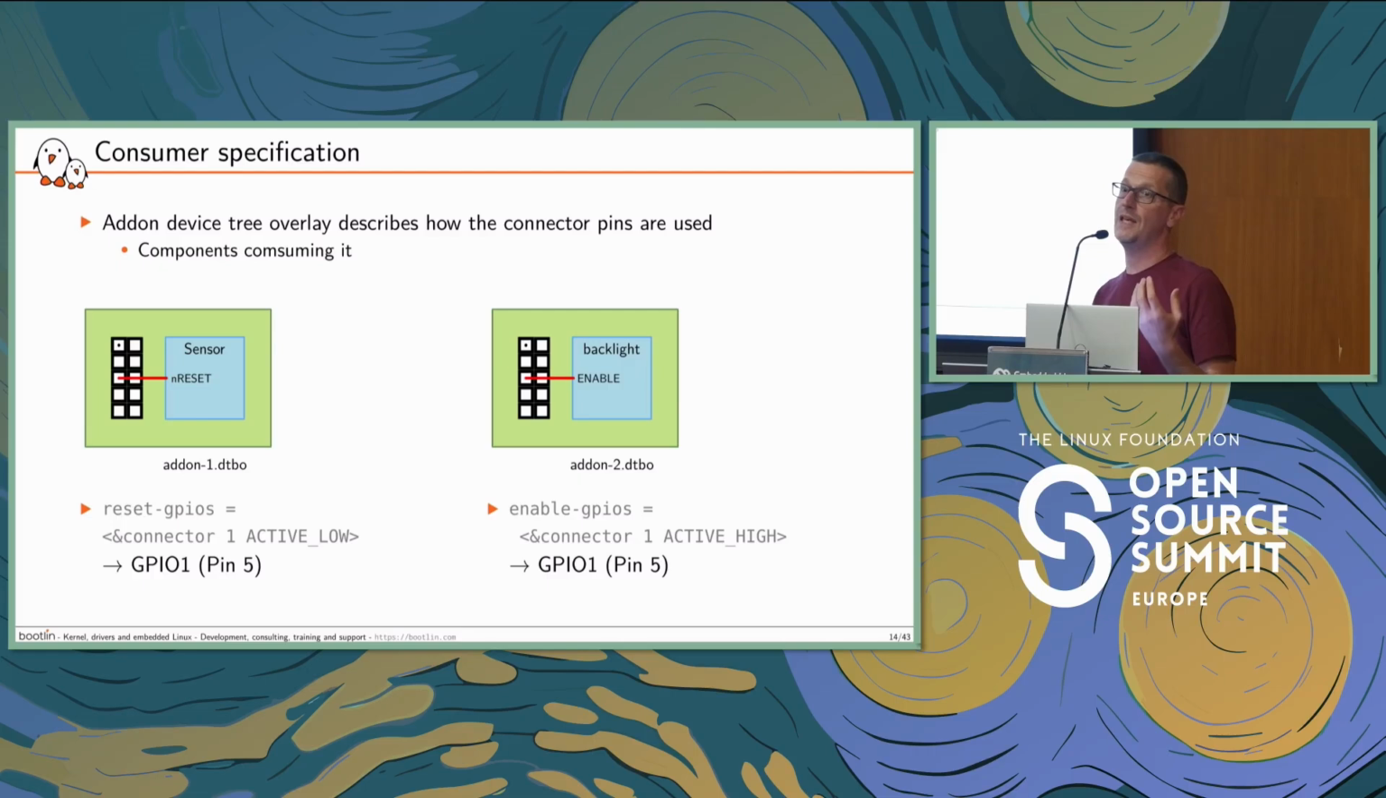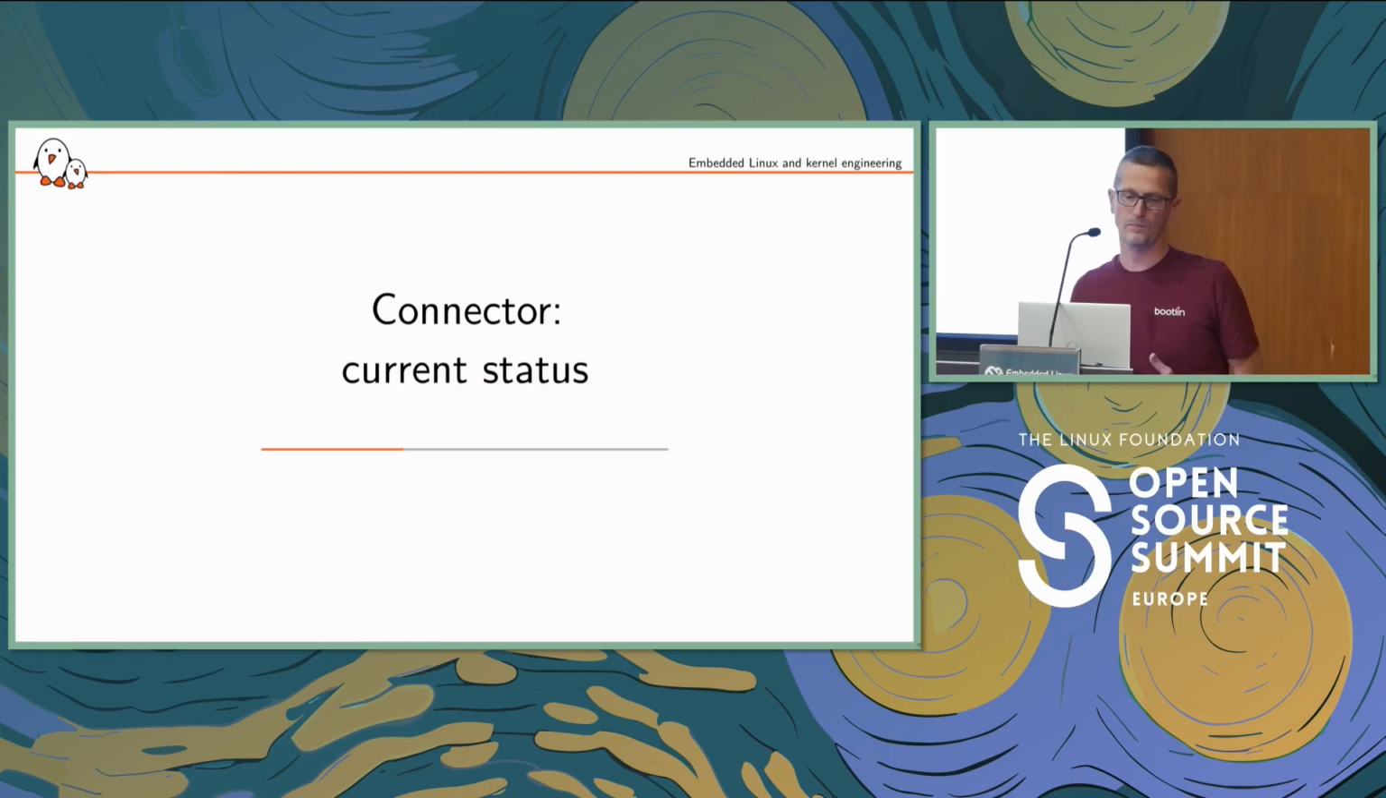One key aspect is they cannot reference the GPIO controller on the system on chip or the GPIO expander, because the device tree of the add-on doesn't know on which board it will be connected, so it must be generic. It cannot reference anything beyond the connector. That's one key idea.